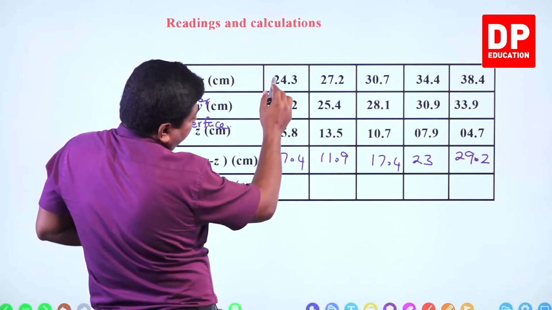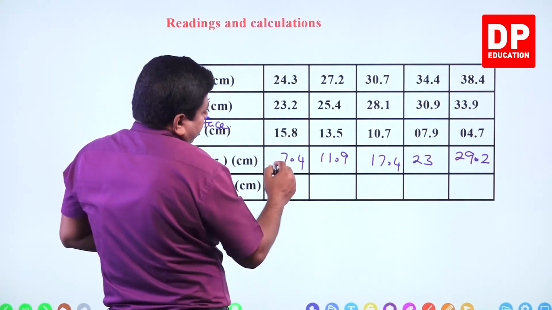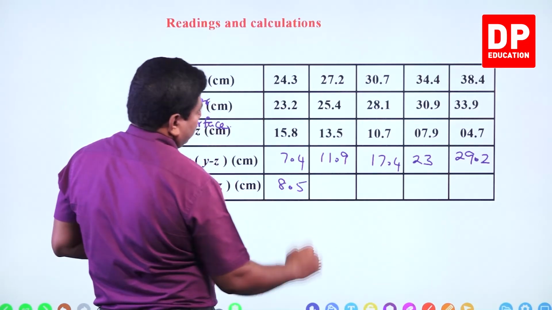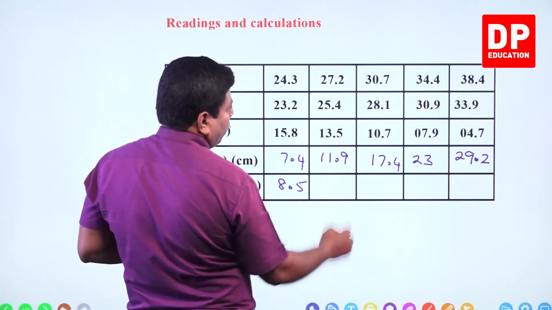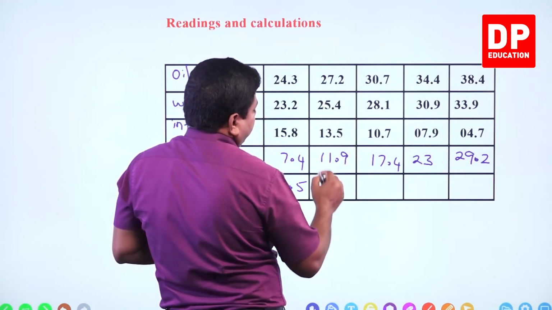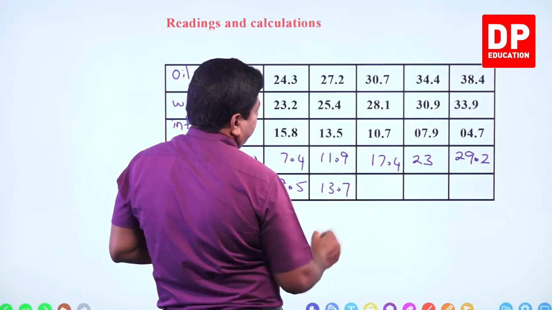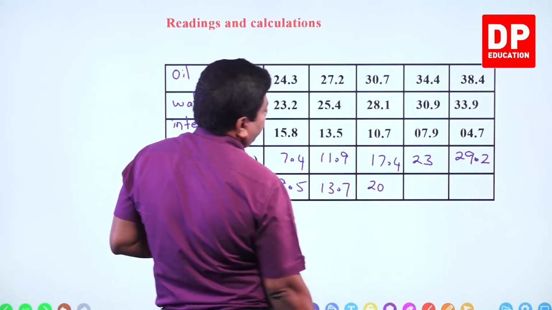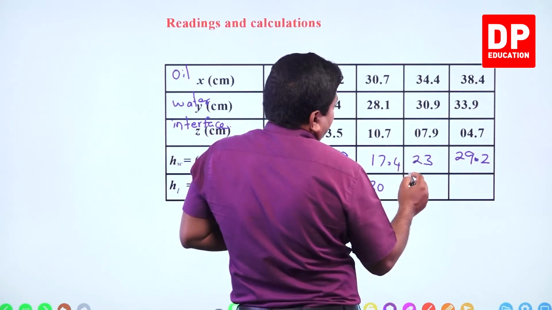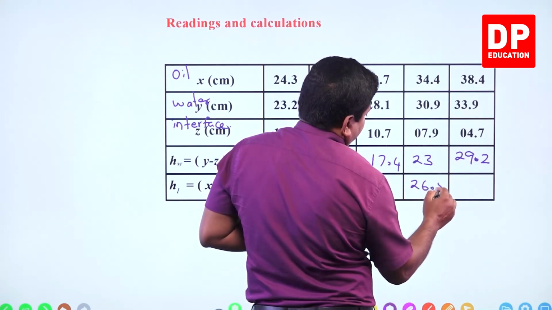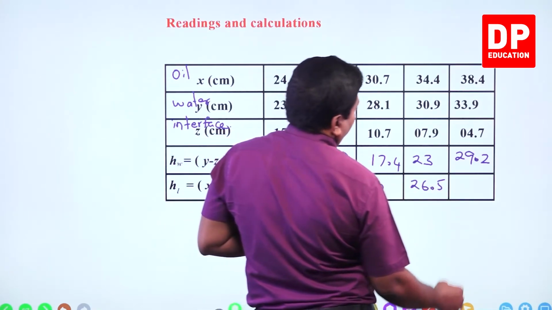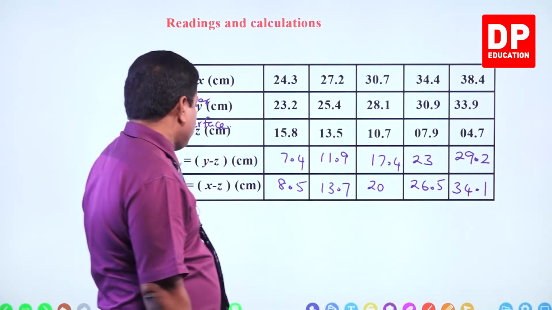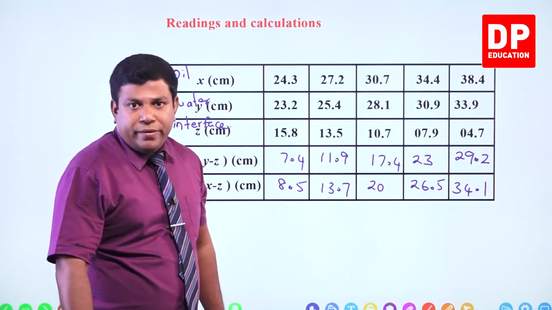Now the oil column: 24.3, 15.8, that's going to be 8.5. 27.2, 13.5, 13.7. 30.7, 20.7, 20. 34.4, 7.9, 26.5. 38.4, 4.7, 34.1. Those are the HW and HL readings we have.